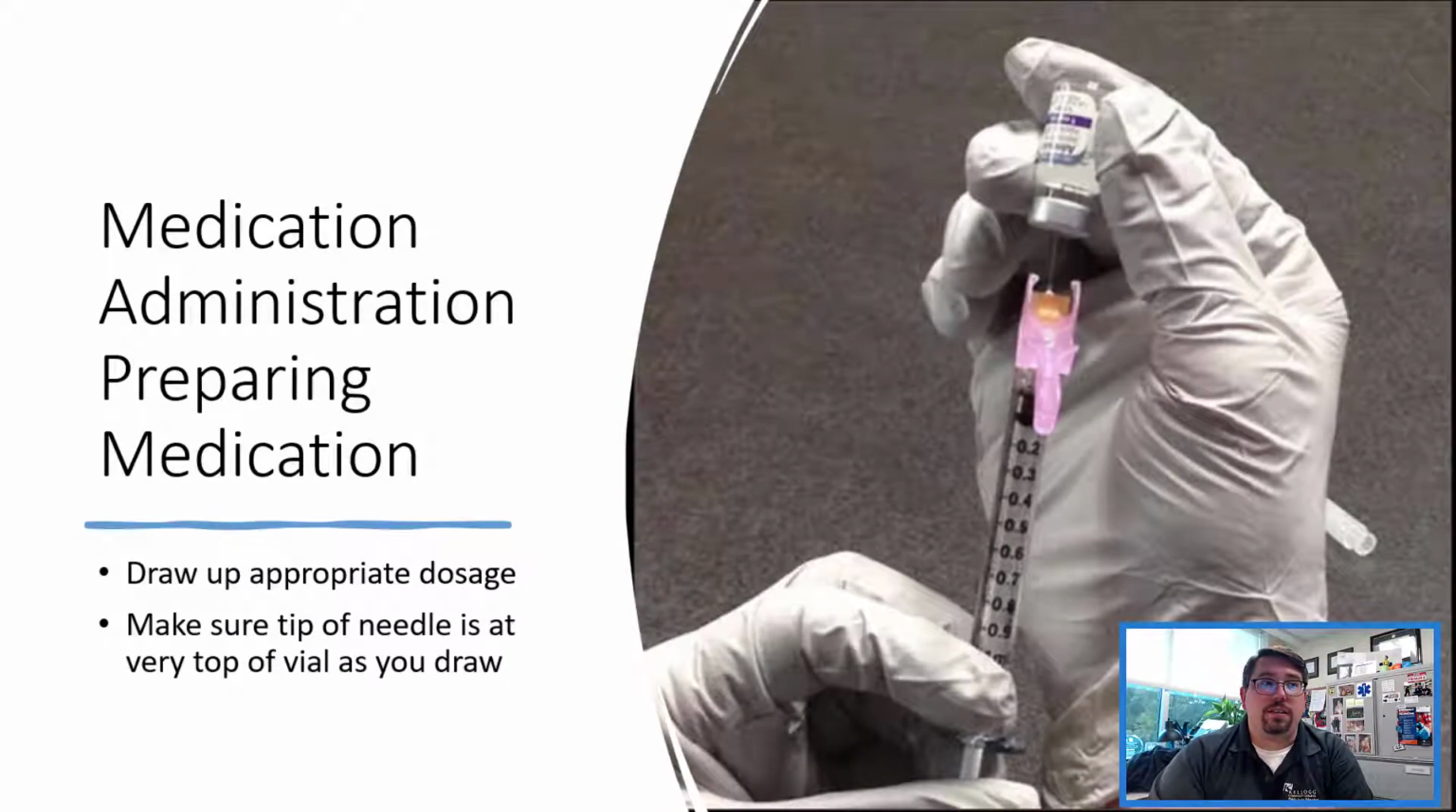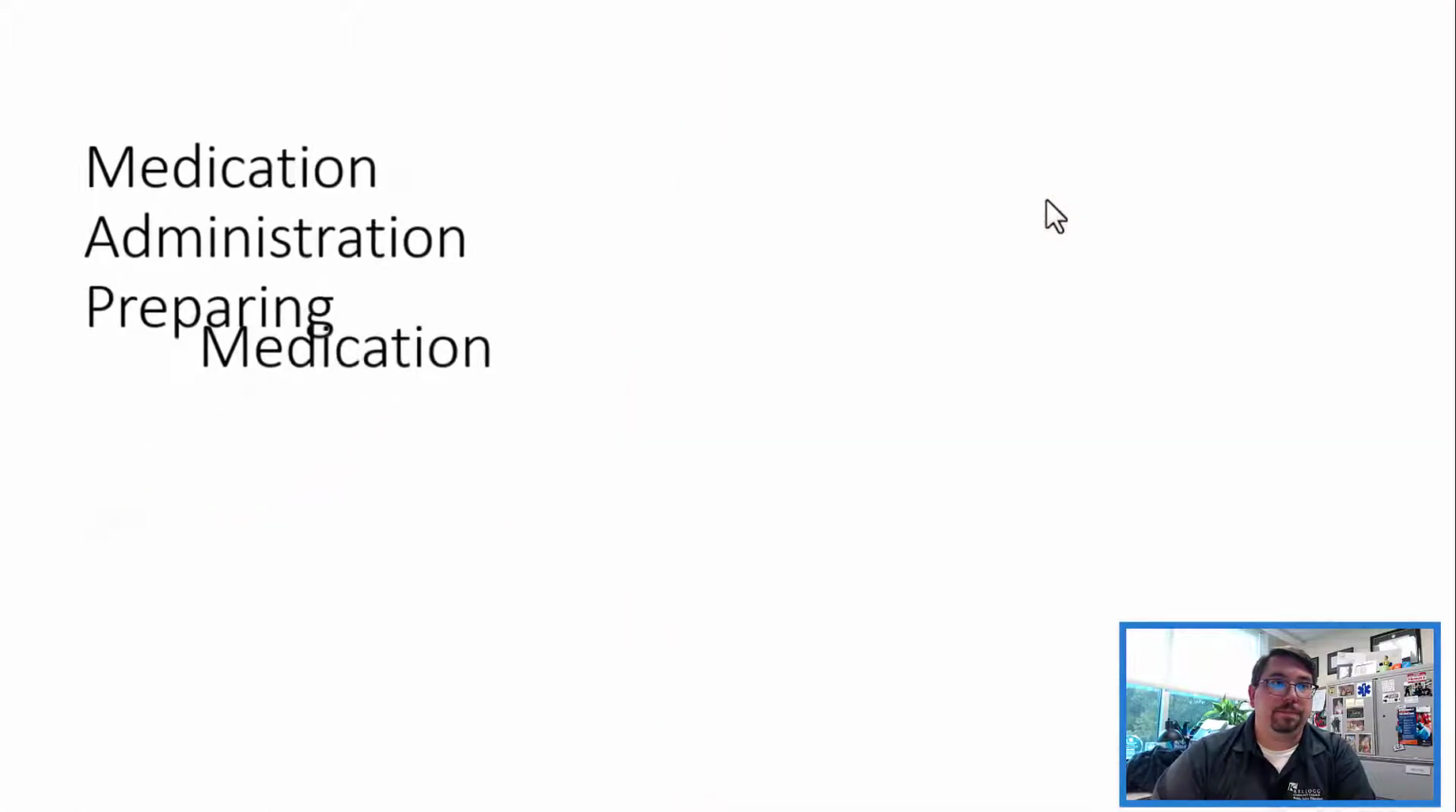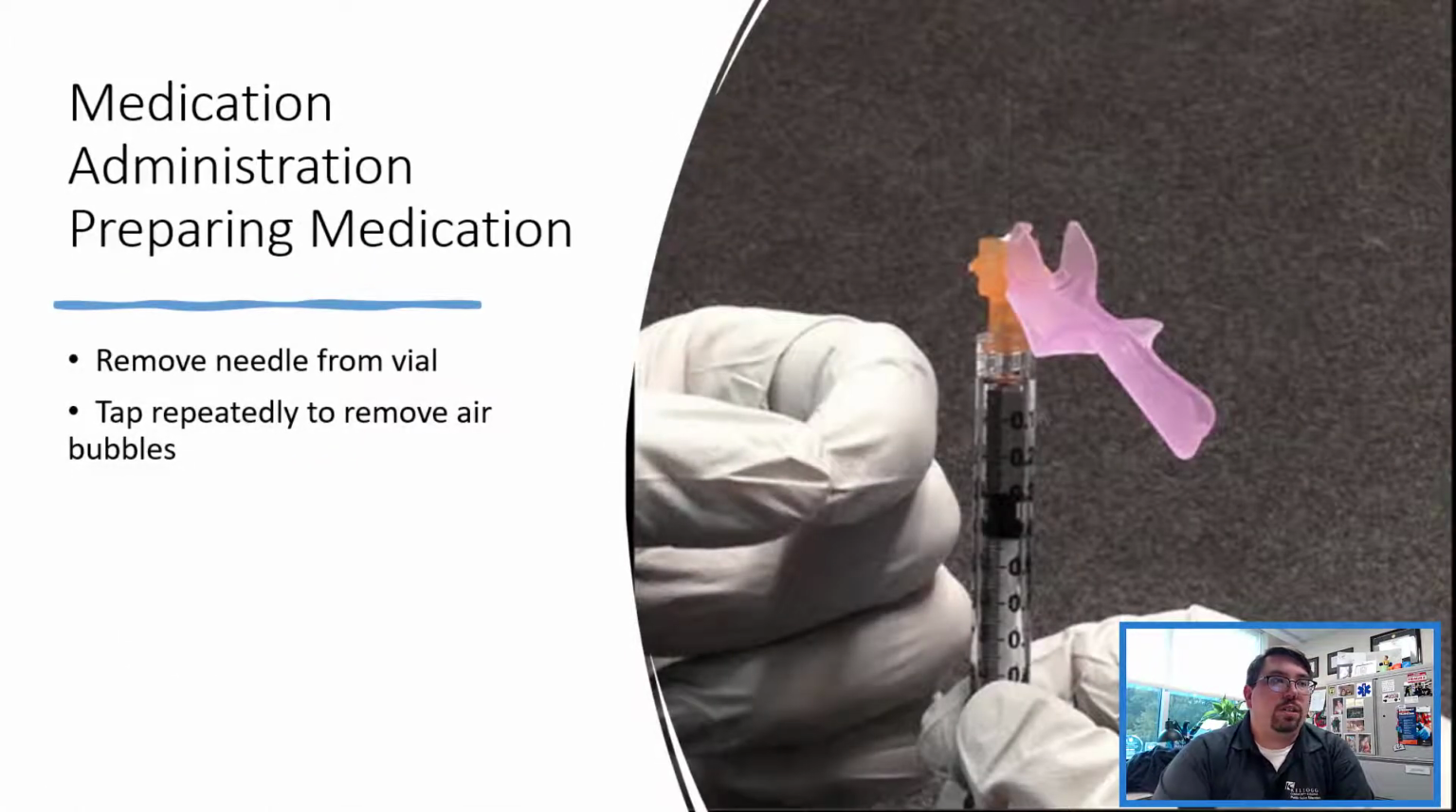From here, we're going to draw up the appropriate dosage and make sure that the tip of the needle is at the very top of the vial as you draw. In this case, we're talking about the vial, making sure the needle is located at the tip or the top of the vial. This will be the bottom since it's inverted.